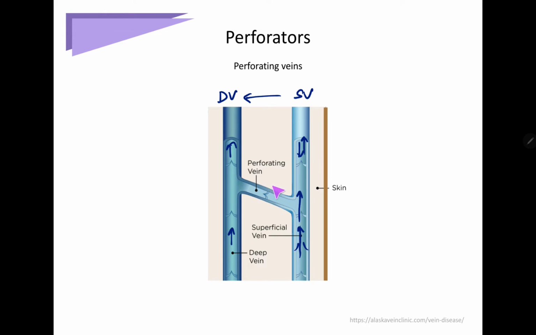Again, these valves are also present in the perforating veins. Again, these will open up to allow unidirectional flow, always from superficial to deep.